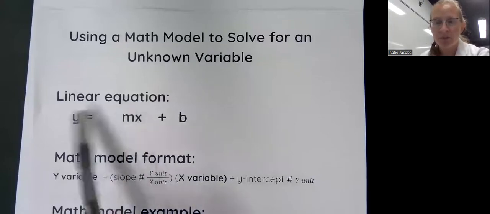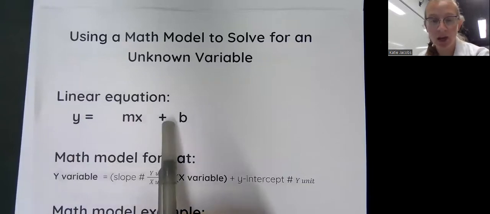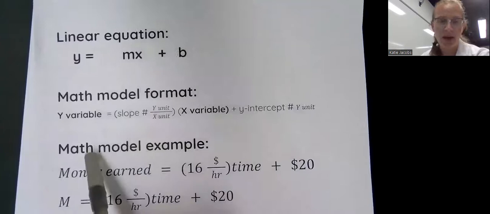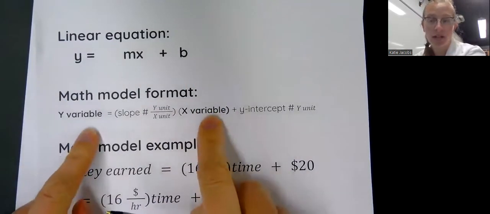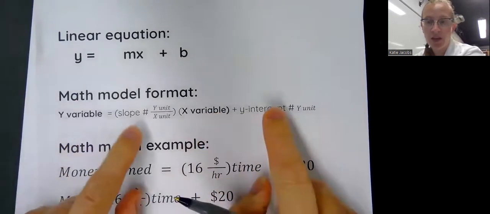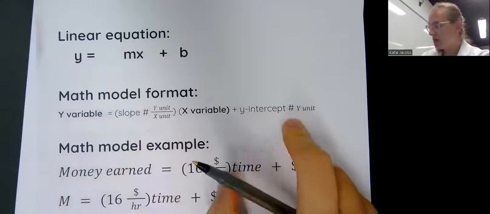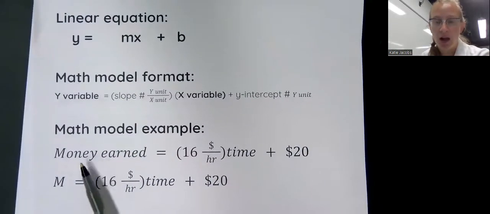This is a review from some previous videos, but a linear equation format is y equals mx plus b, and the math model format replaces the y and x with the true y and x variables from the graph, and then the slope and the y-intercept have to have the correct unit next to them. So this is an example of a math model from a graph.